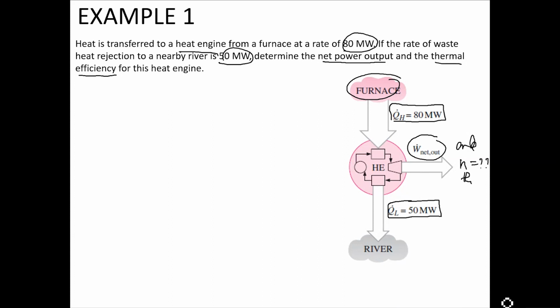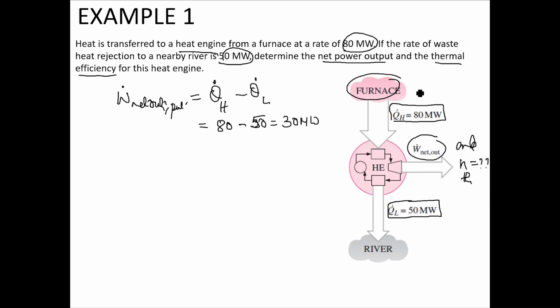What's your good name? Ashad Ali, sir. Ashad, could you explain what is your answer for the net power output? Sir, 30 megawatts. Very good. So the net power output, W dot net out, I'll place a dot on top of it since we're talking about the rate, is essentially Q dot H minus Q dot L, which is 80 minus 50, which comes out to be 30 megawatt.